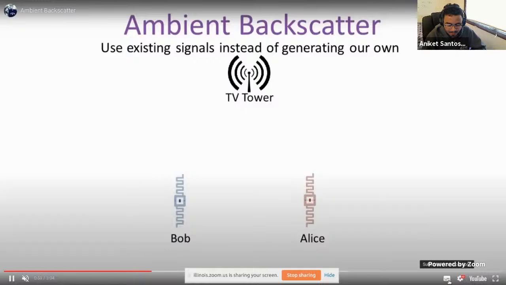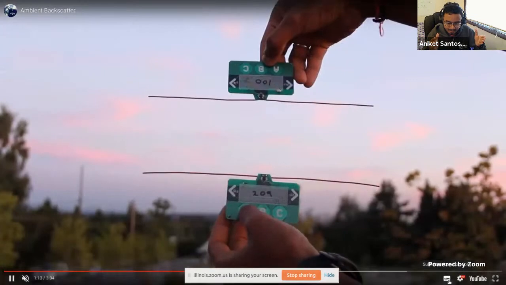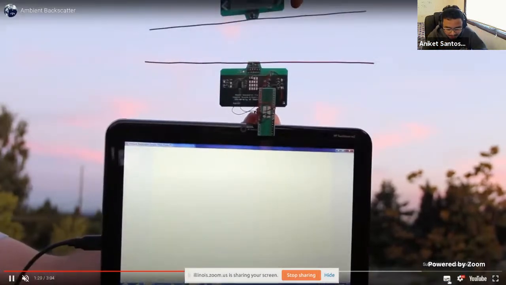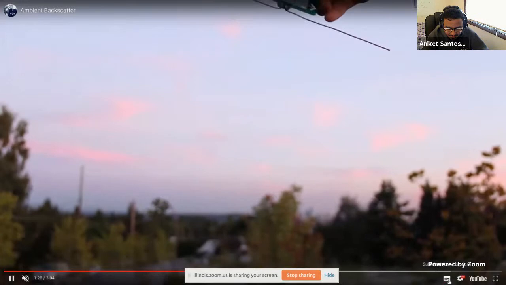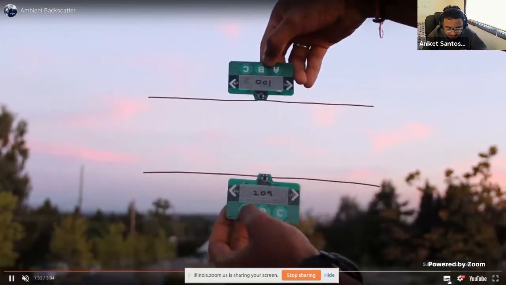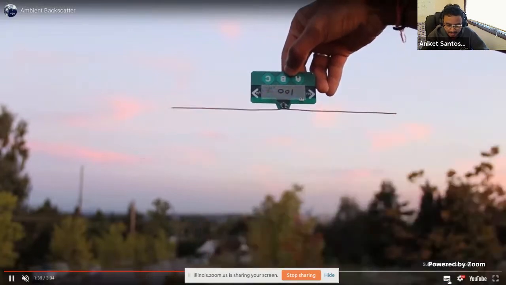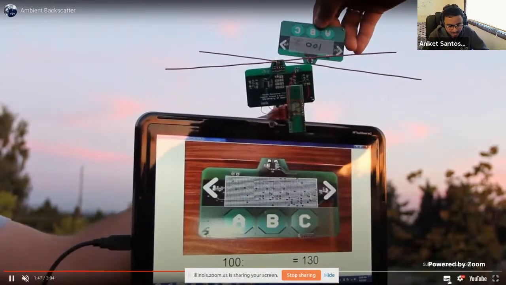So let's say there are signals coming from a TV tower between Alice and Bob. Both of them first absorb the TV signals, and they're made out of some piezoelectric materials where if you apply any pressure, you're able to transmit and convert the existing signals for your own communication. Here they're showing a demonstration where they're making a transaction between these two devices using backscatter. The name backscatter essentially means that you're scattering the existing wireless signals to firstly power yourself and secondly achieve communication with another device which speaks backscatter.